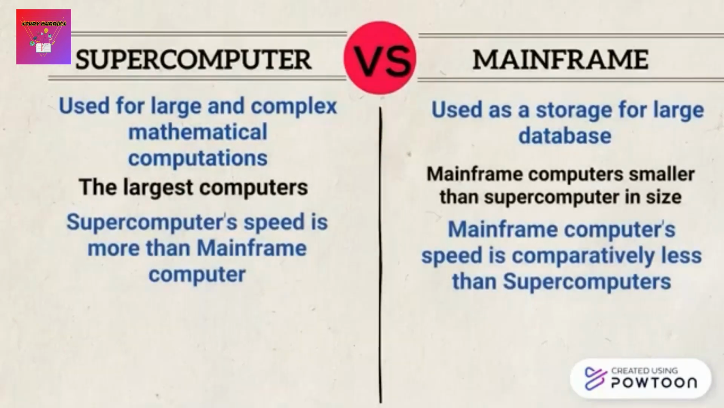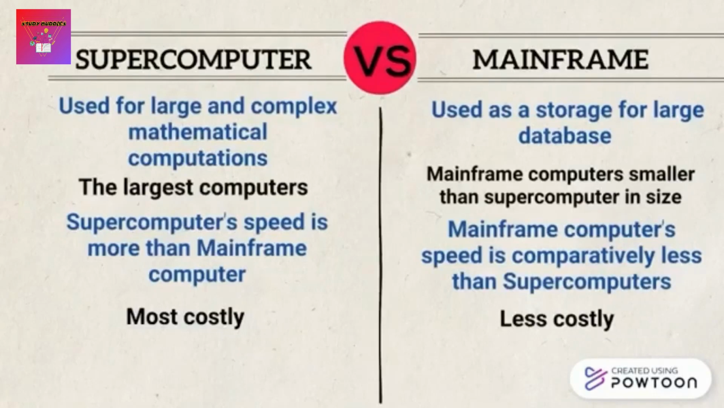Thirdly, supercomputer's speed is more than mainframe computer. It can execute billions of instructions within a second. Meanwhile, mainframe computer's speed is comparatively less than supercomputers. Millions of instructions are executed simultaneously. Finally, supercomputers are the most costly in the world. Meanwhile, mainframe computers are less costly than supercomputers.